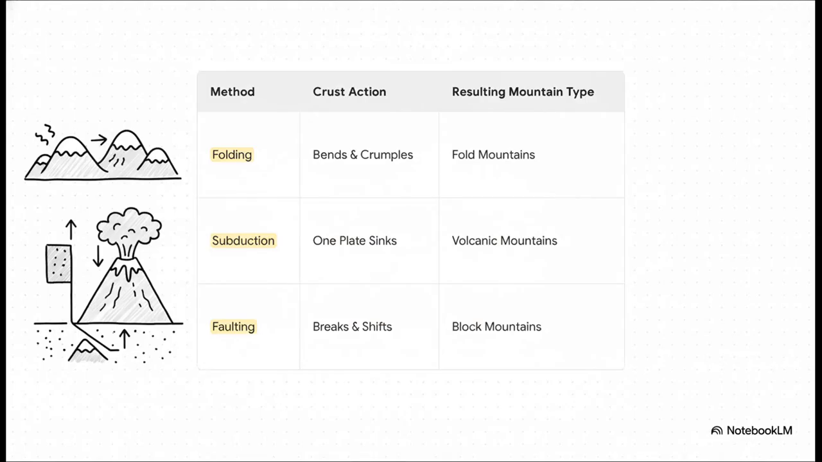Okay, so let's do a quick recap of the three ways to build a mountain. You've got folding, where the crust bends and crumples. That gives you fold mountains. You have subduction, where one plate sinks and melts. That gives you volcanic mountains. And finally, you have faulting, where the crust breaks and shifts. And that gives you block mountains. See? Three totally different actions, three totally different kinds of mountains.